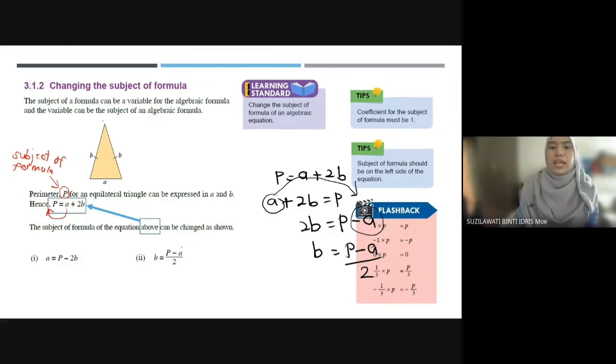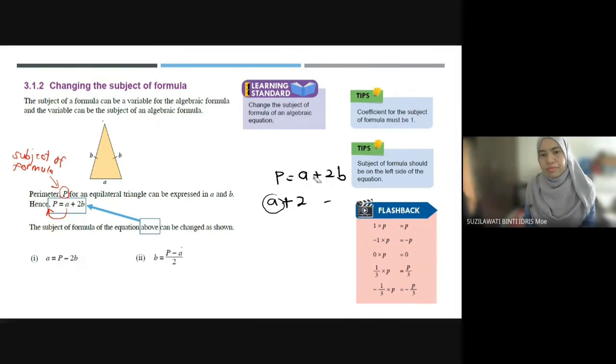Okay, and this is just a flashback for your previous lesson. Next. Okay, cepat-cepat, seminit lagi. Example 2. We must master the tukar left side to the right side skill.